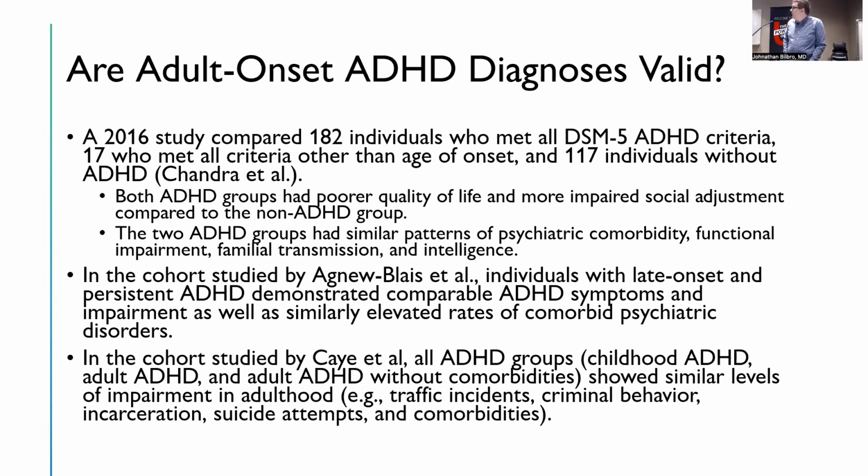And then there was another study in 2016 that looked at 182 individuals who met all DSM criteria for ADHD, including the age of onset maximum of 12 years. They compared those against just 17 who met all criteria other than the age of onset, and then 117 individuals without ADHD. In that study, both of the ADHD groups had poorer quality of life and more impaired social adjustment compared to patients without ADHD. And the two ADHD groups had similar patterns of psychiatric comorbidity and other impairments.